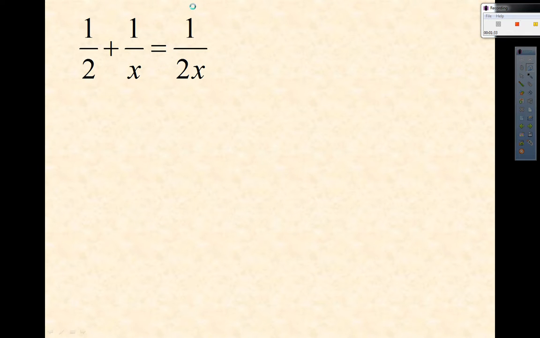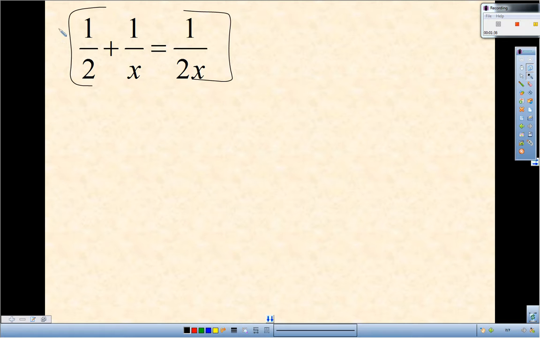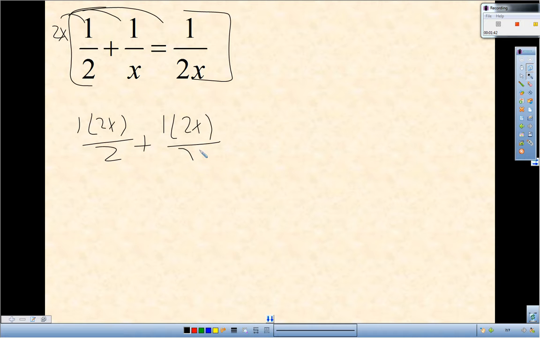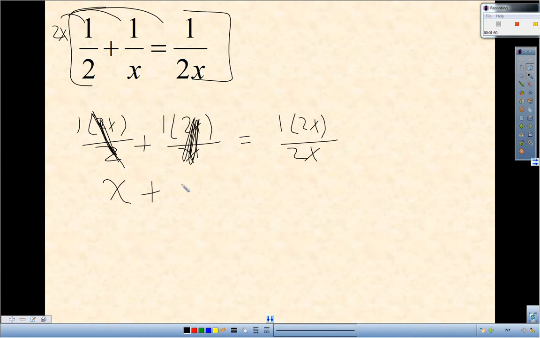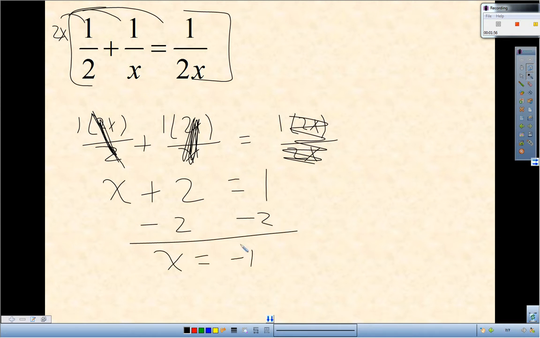For the next one, my common denominator would be 2x. So multiply everything by 2x. So 1 times 2x over 2 plus 1 times 2x over x equals 1 times 2x over 2x. In the first fraction, the 2's cross out. That leaves me x. In the second fraction, the x's cross out. That leaves me 2. In the last fraction, the 2x's cross out. That leaves me 1. Subtract 2 from both sides, so that gives me an answer of x equals negative 1.